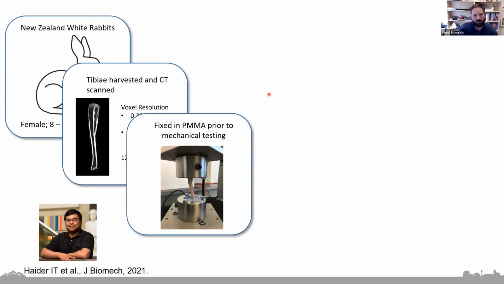until they fail. And we like the rabbit tibia as a model because, I mean, there are some subtle differences, but for the most part, it kind of looks like a human femur. It's just kind of smaller in scale. Sorry, tibia.